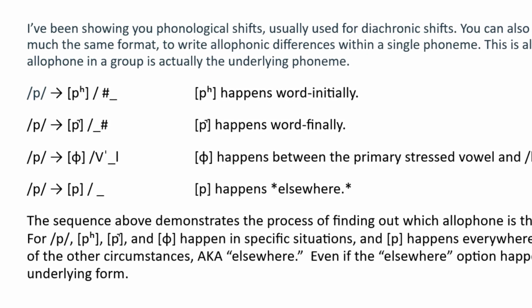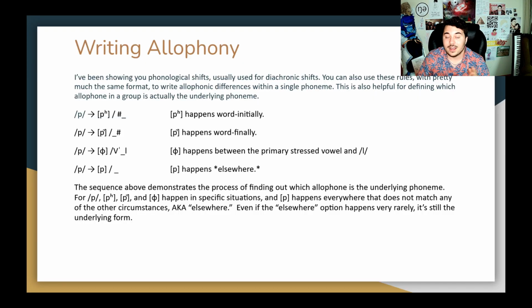Elsewhere is a very important word to think of here. So the sequence above demonstrates the process of finding out which allophone is the underlying phoneme. For the phoneme pa, we have the three situations happening in specific situations, and then pa happens everywhere that does not match any of the other criteria, aka the elsewhere. Even if the elsewhere option happens very rarely, it's still the underlying form and is thus the defining thing that makes it a phoneme, right? The underlying form is the elsewhere.